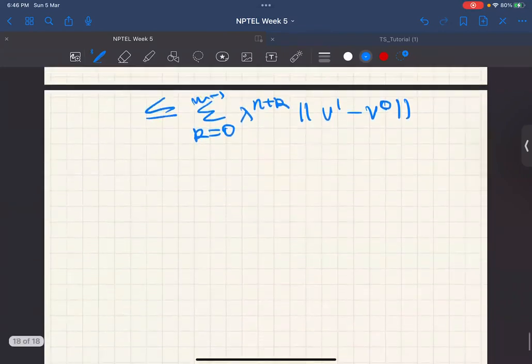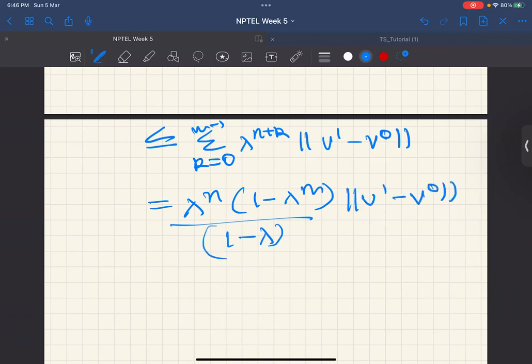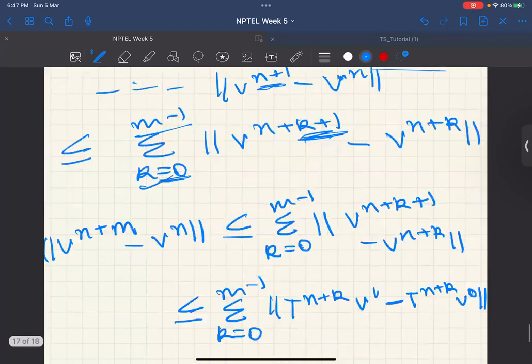Basically, this sum is equal to lambda^n (1 - lambda^m) / (1 - lambda) times ||v1 - v0||. So as n and m become large, it becomes smaller and smaller, the contraction thing. So the sequence of Vn is Cauchy. Did you get how I have proved this sequence?